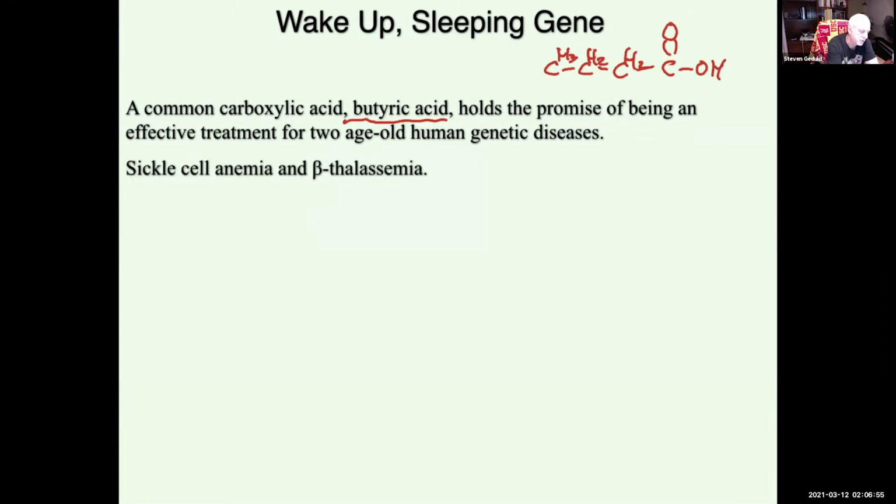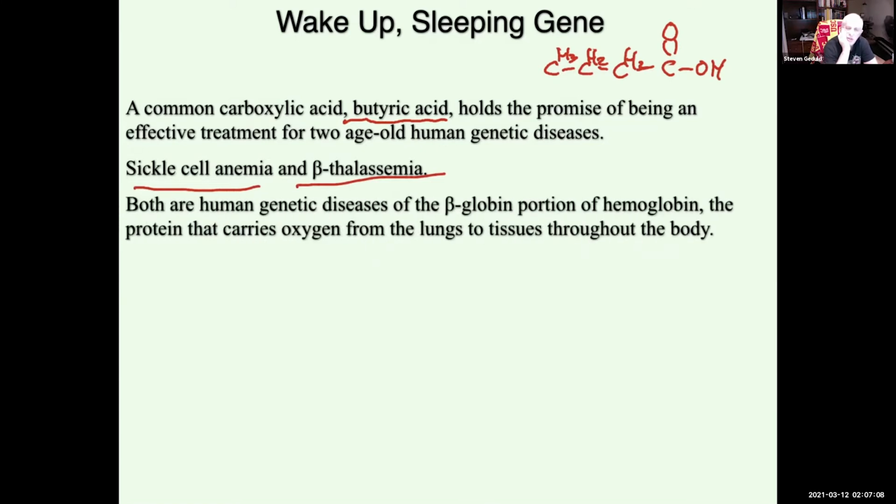Sickle cell anemia and beta thalassemia are 2 very dangerous and deadly genetic diseases. Some of the new treatments for them involve butyric acid. Both are human genetic diseases of the beta globin portion of hemoglobin. Remember, hemoglobin consists of 4 chains, 2 alpha chains and 2 beta chains. Hemoglobin is the protein that carries oxygen from the lungs to the tissues throughout the body. The beta chains are what bind the oxygen and carry it to the different tissues of the body.